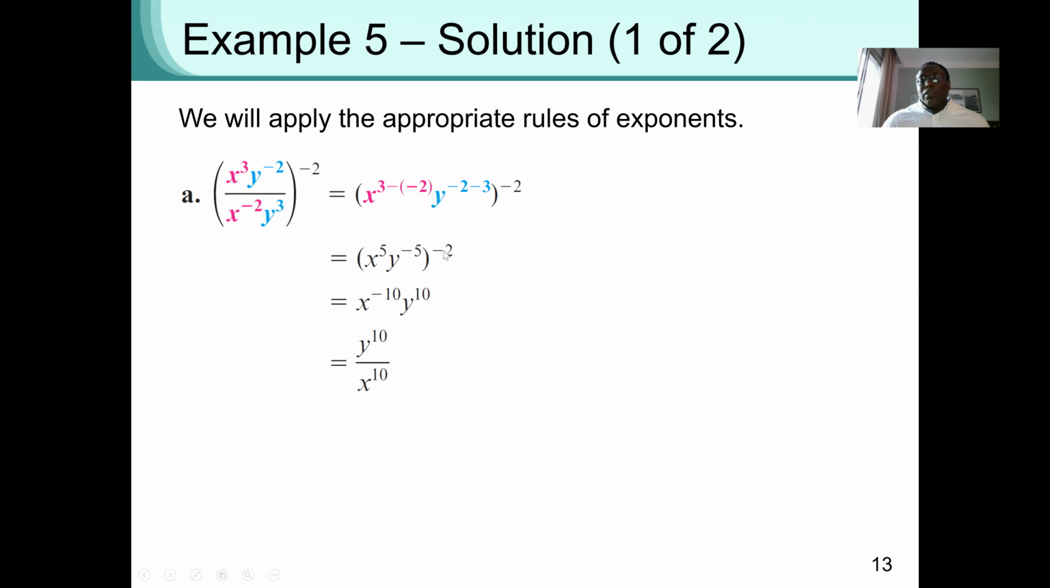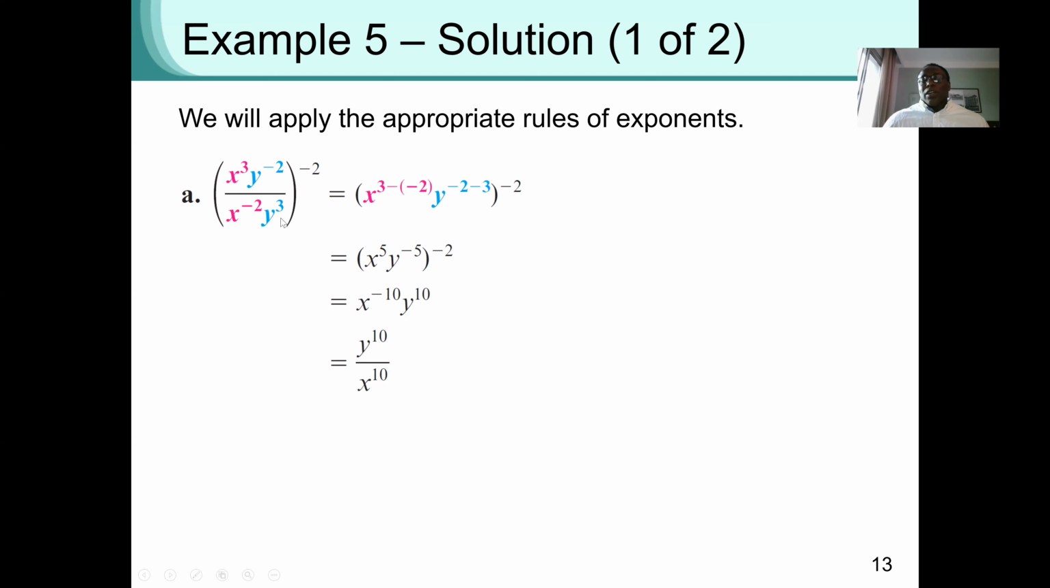Then I'm going to use the negative 2 to multiply everything. I'll get x to the power negative 10, y to the power positive 10 now, because negative 2 times negative 5 will give me 10. Then I'm going to change x to the power negative 10 to positive 10, so I find the reciprocal of it, which will give me 1 over x to the power positive 10. So finally, my answer will be y to the power 10 divided by x to the power 10. So this is another way of solving it. I think I prefer this method.